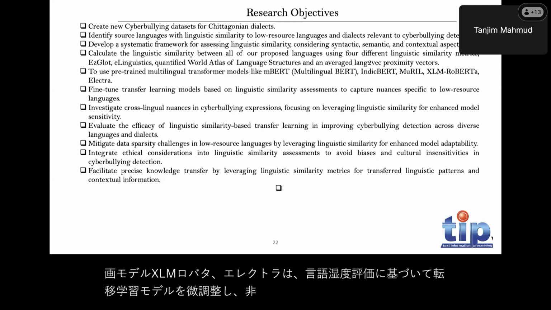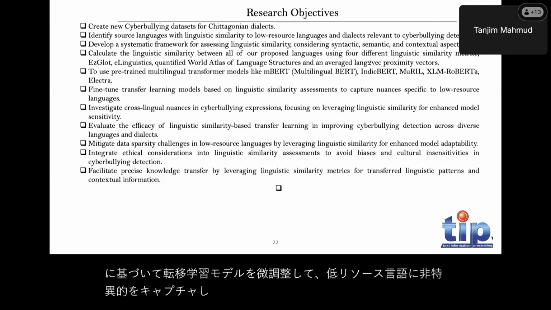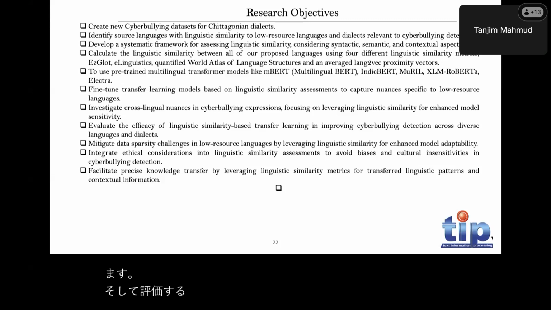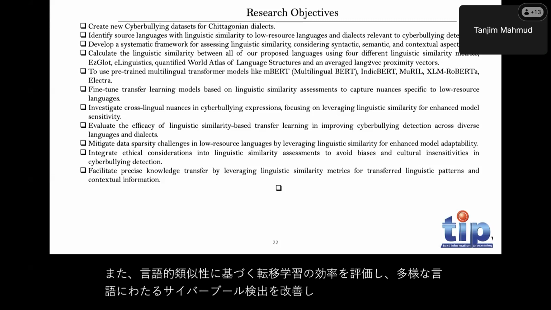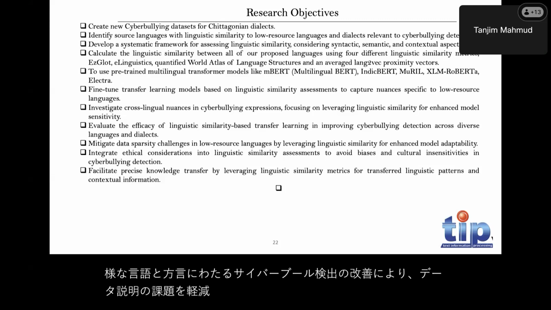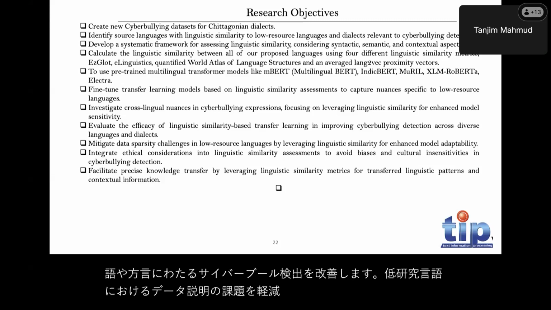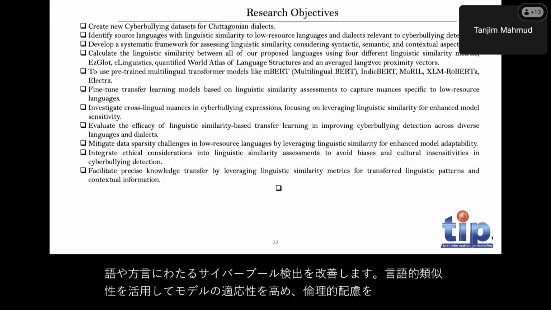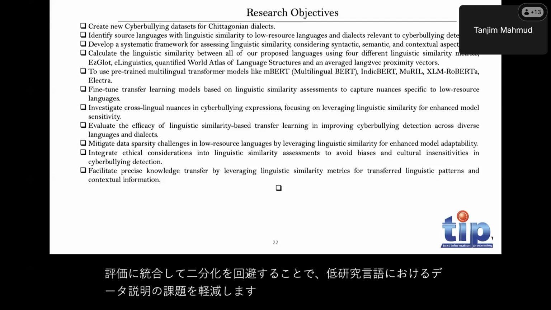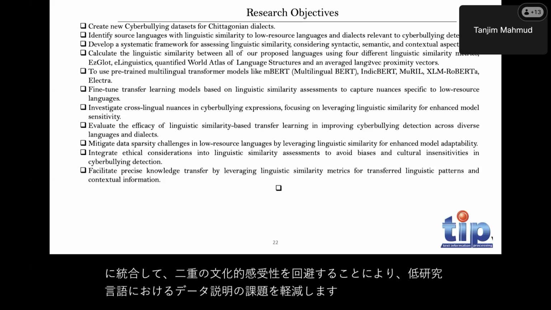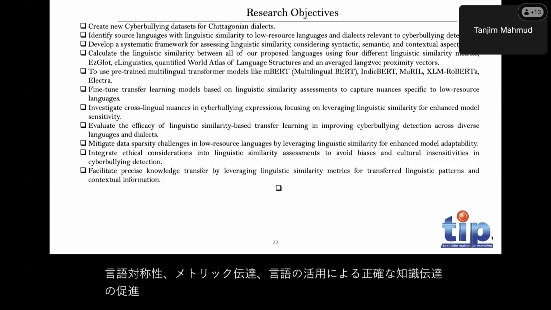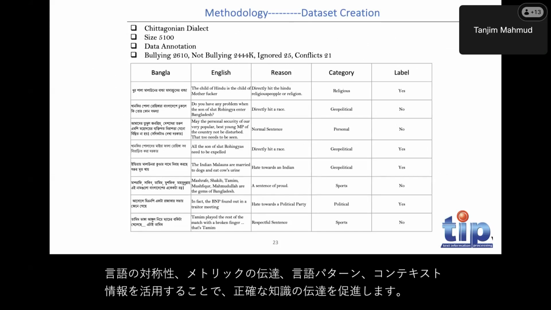And then fine-tune the transfer learning model based on linguistic similarity assessment to capture norms specific to low resource languages, and then investigate cross-lingual norms in cyberbullying expression, and evaluate the efficacy of linguistic similarity based transfer learning, improving cyberbullying detection across diverse languages and dialects, mitigating data sparsity challenges in low resource languages by leveraging linguistic similarity to enhance model adaptability, and integrating ethical considerations into linguistic similarity assessment to avoid biases and cultural sensitivities in cyberbullying detection, facilitating precise knowledge transfer by leveraging linguistic similarity metrics to transfer linguistic patterns and contextual information. Okay, that is the methodology.